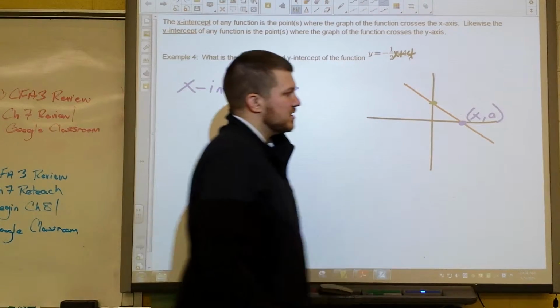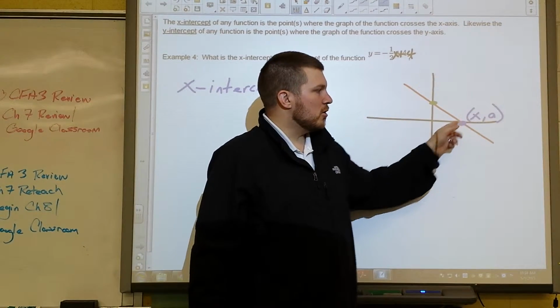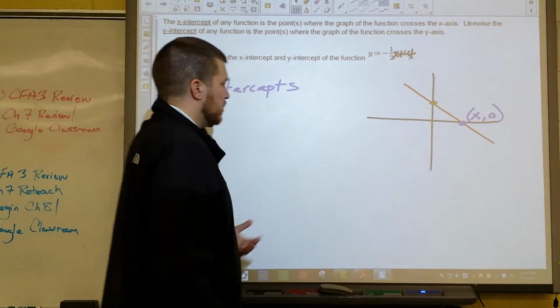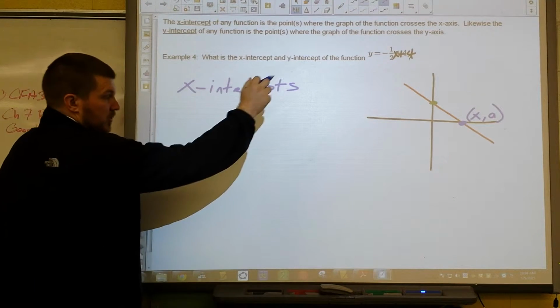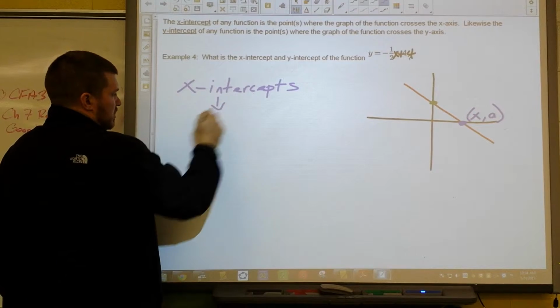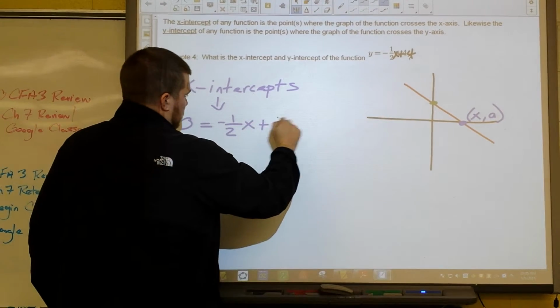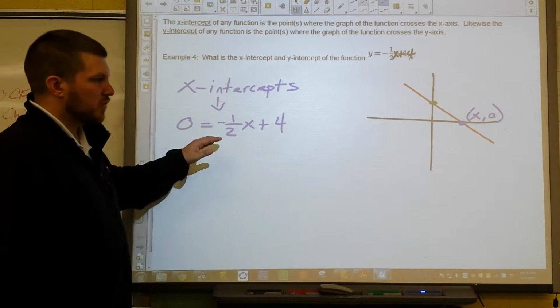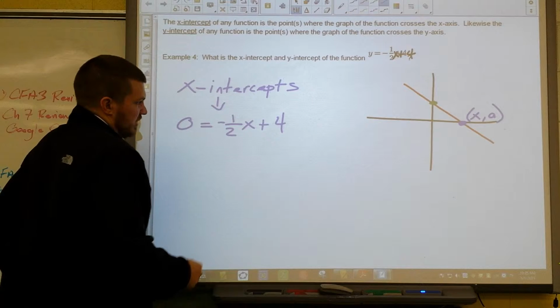So x tells me how far right or left I need to go. It's 0 because it's crossing the x-axis. And we know that on the x-axis, y is 0. So what I'm going to do is literally plug in 0 into my function. So I get 0 equals -1/2 x plus 4. And what I'm going to do now is solve for x, because that's going to tell me how far right or left I should go with my graph to find this x-intercept.